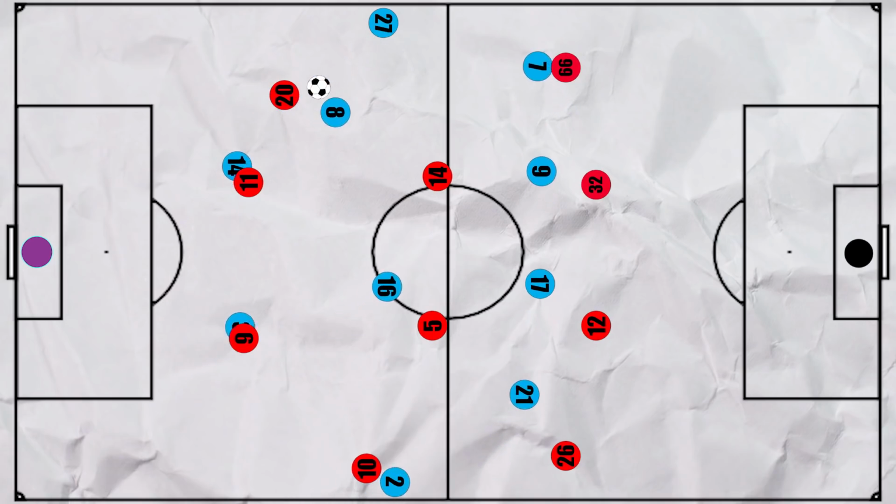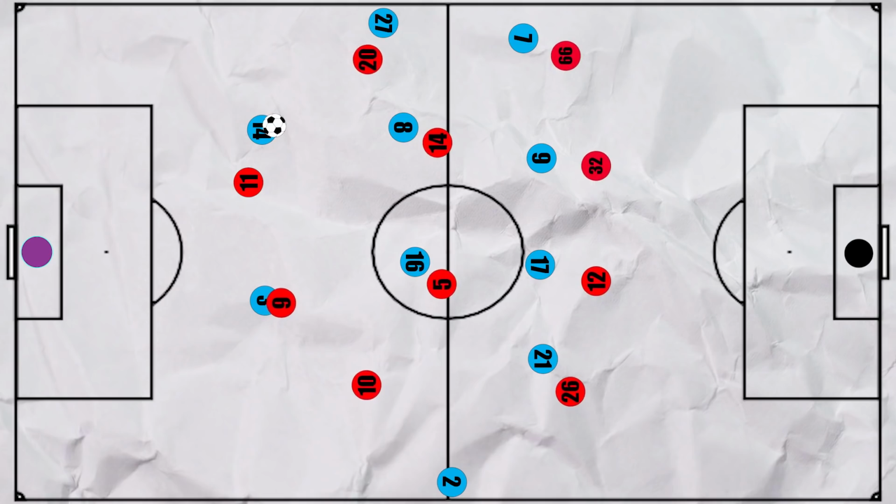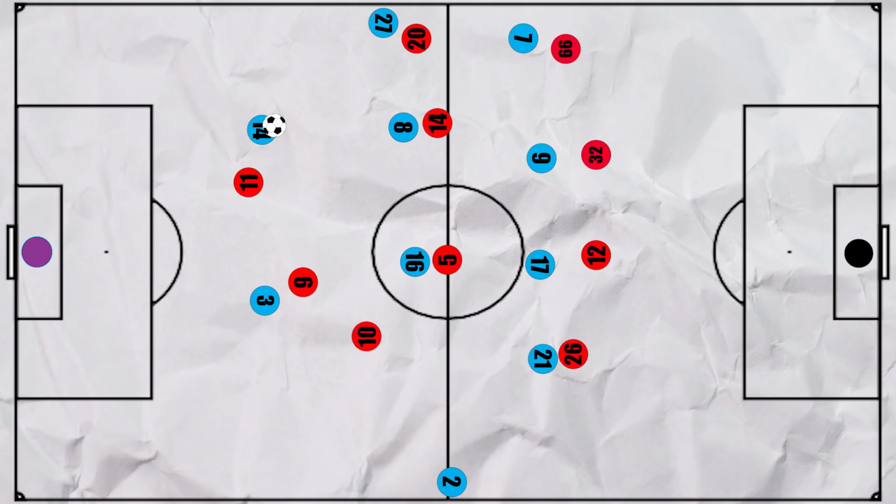But by building down the left-hand side, they were able to drag Liverpool to the right, with Mane often tucking in or being higher up. As a result, City would often look for the switch to the wide man or the fullback.